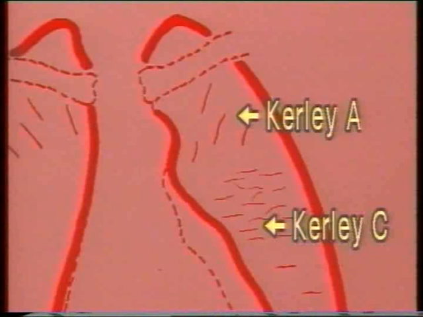Kerley A lines are similar lines in the apical and central zones situated midway between the hilum and the lung periphery and directed towards the hilum. Kerley C lines are fine interlacing lines in the mid portion producing a spider web appearance.